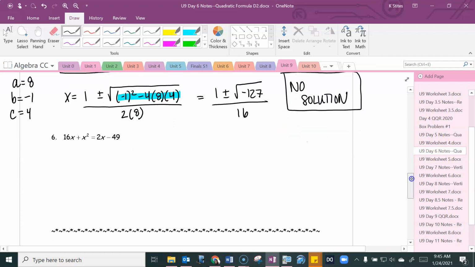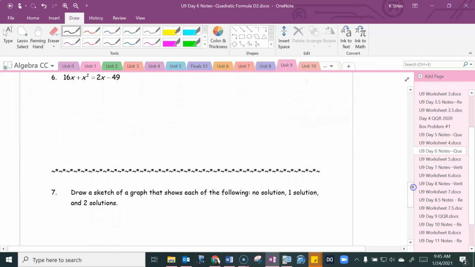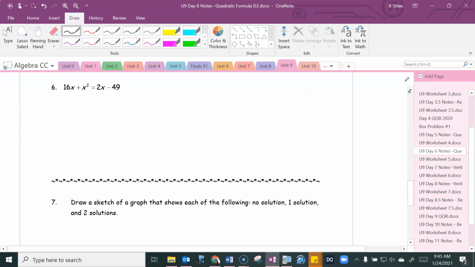All right, let's try another one. This is another unique case here. Well, first things first, we have to move some stuff over. So let's subtract our 2x. That'll line up with our 16x. We also have to add this 49 over. I'm just going to put that here. There's really no place to put it yet.